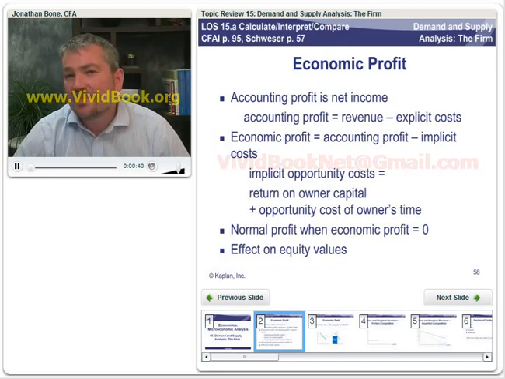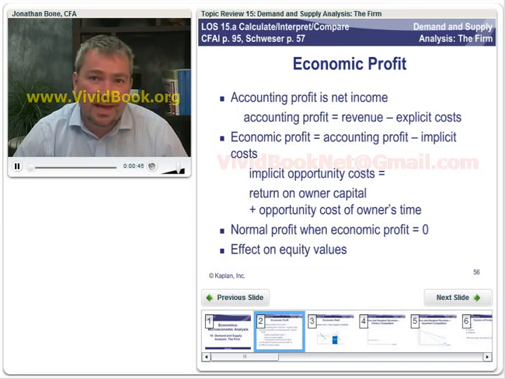Now, what are these implicit costs? These are opportunity costs. Now, what opportunity costs do we have? Essentially, we have the opportunity costs to the providers of finance. In other words, we're going to deduct charges for the provision of finance. So notice our implicit opportunity costs are the return on the owner's capital, i.e. the amount of return on the equity, and also the opportunity cost of the owner's time.